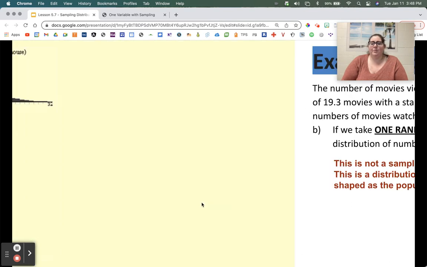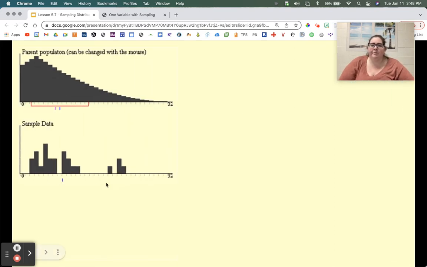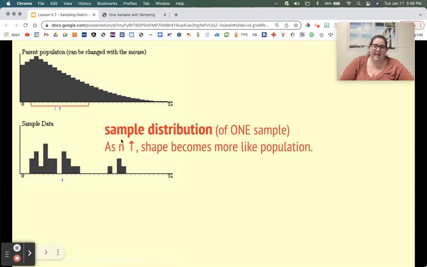Let me show you a little bit more about what I mean. So let's say this is our parent population. It's skewed to the right, as the problem we're dealing with says. One sample means that I'm randomly picking 80 values from this parent population and putting those values on a graph. That graph is going to start to mimic the parent population or the population distribution the bigger my sample size gets. So that one single sample distribution just is going to look like the population.